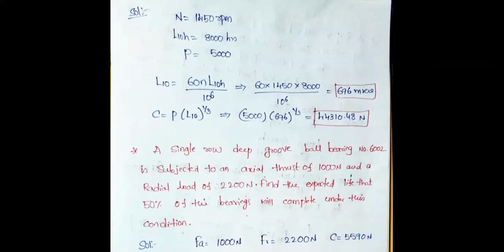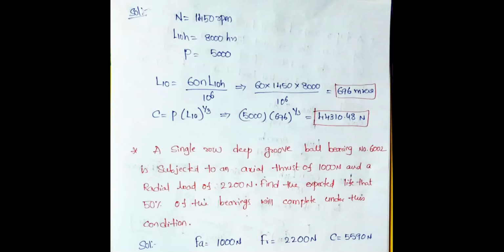And the radial load is 2200 newtons. Find the expected life that 50% of the bearings. I already told you that whenever you are having an axial load and radial load, you simply have to convert it into an equivalent load, and then you can solve the problem. Otherwise, it is very, very difficult for you.